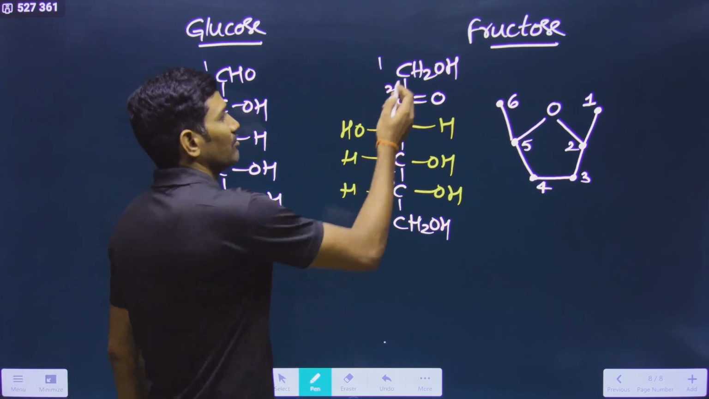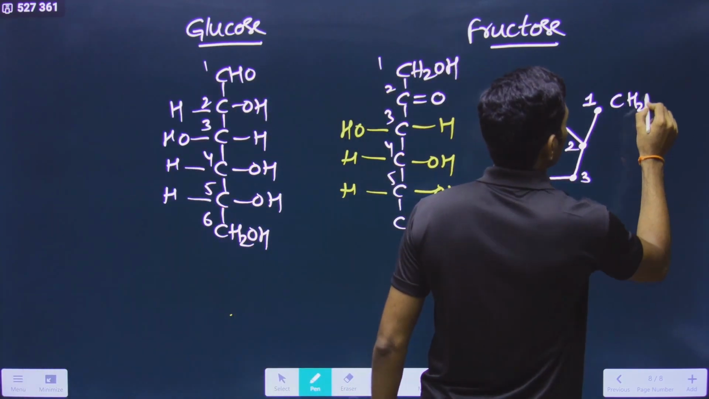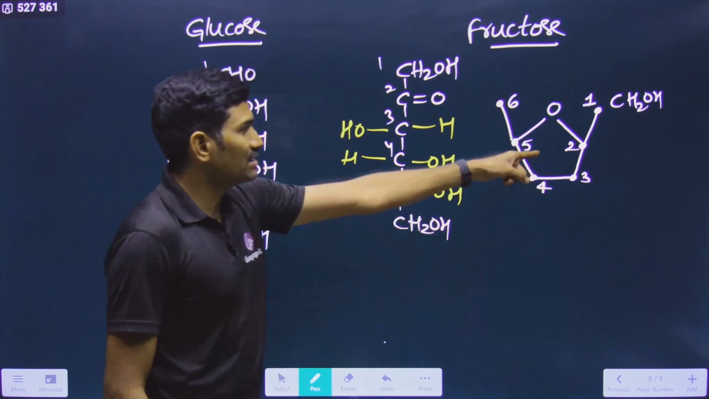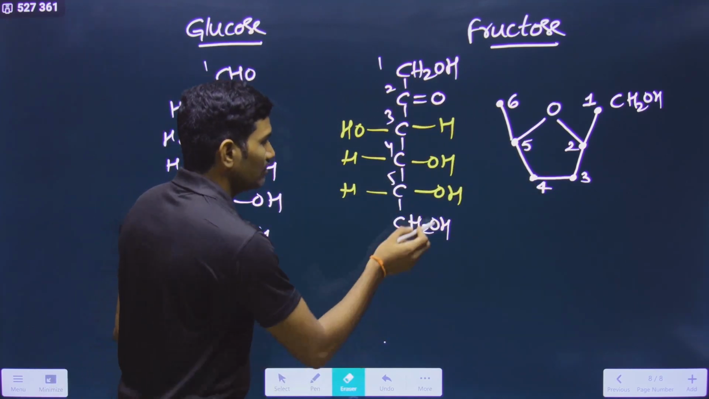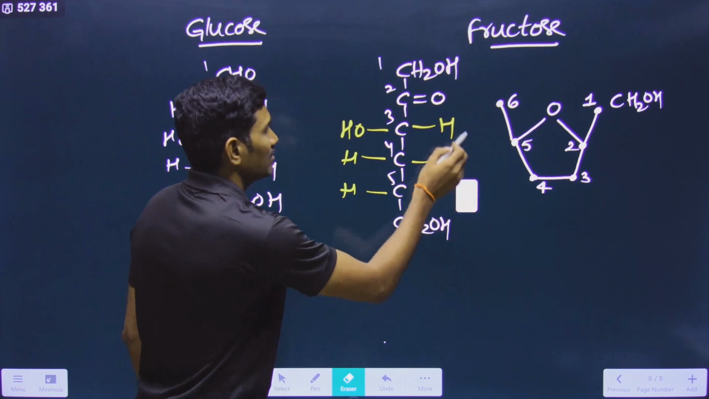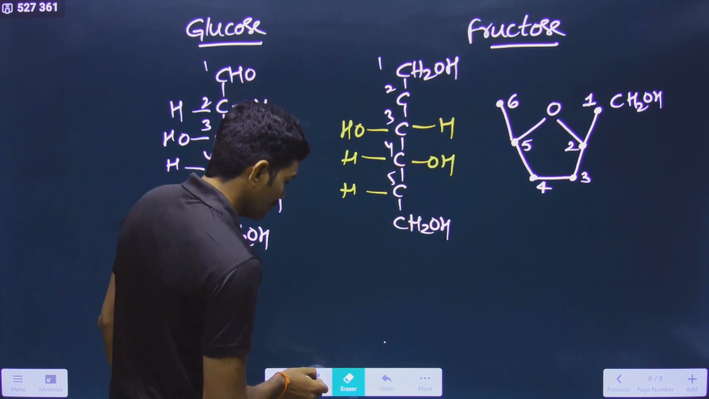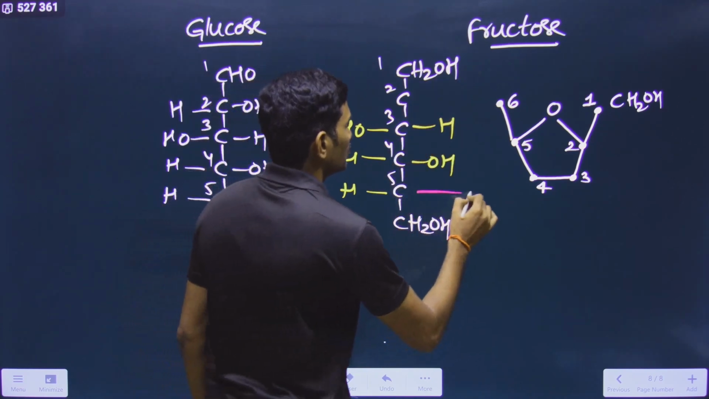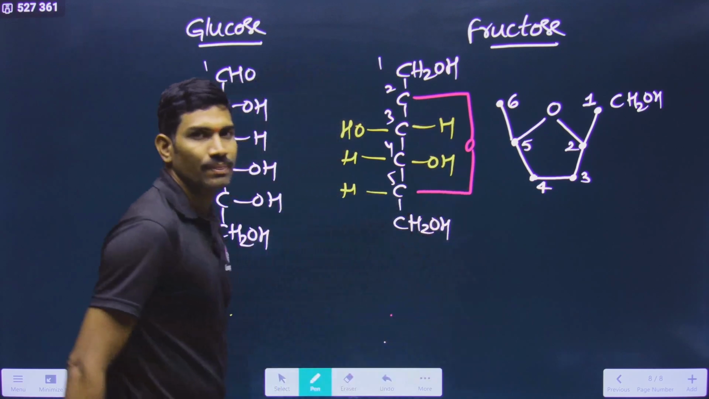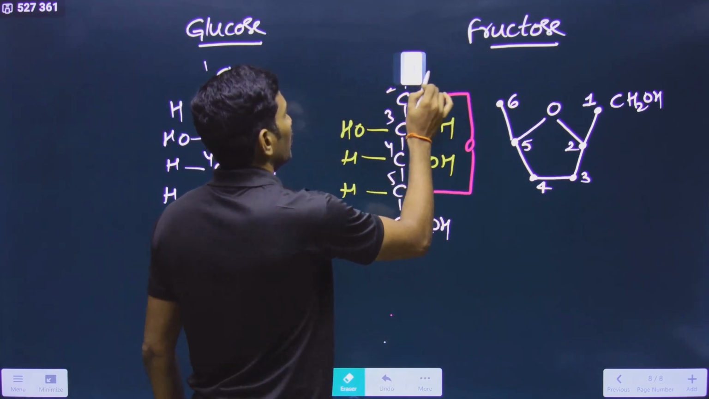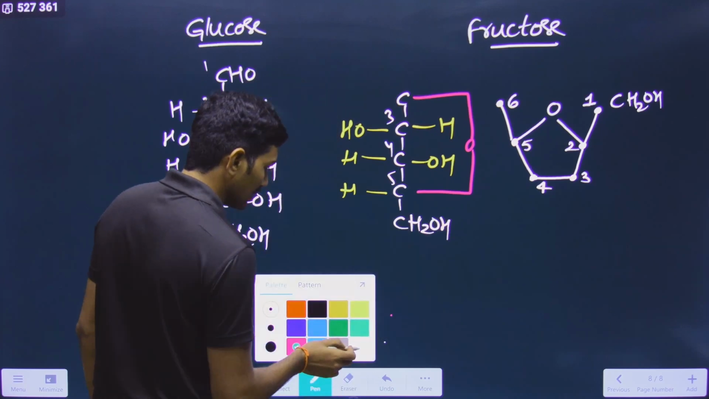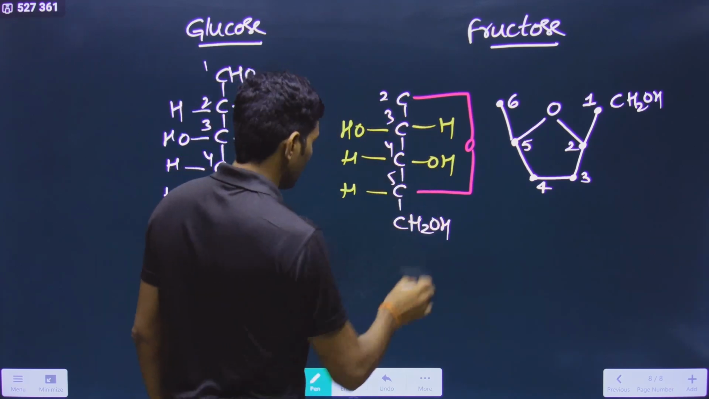Then how will we write? First, CH2OH, write as it is. But for the ring structure, you need to convert this into ring form. When you are converting this into ring form, the last chiral carbon and the carbonyl carbon, observe carefully, these two will form the ring here. Understood or not? Now what happens on this second carbon? This is the second carbon, right?